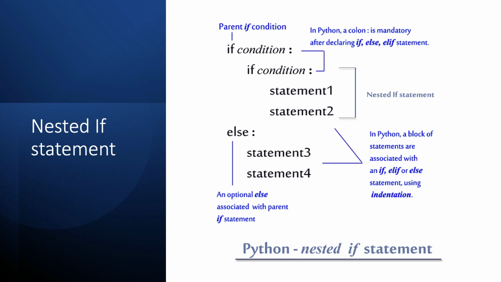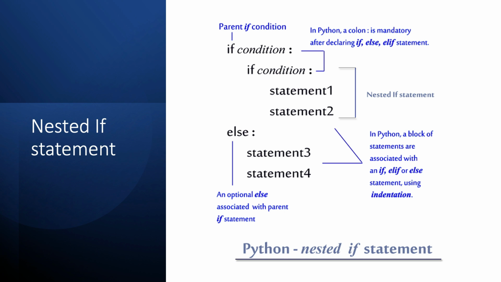We start with a parent if condition. This is our initial condition that we check using the if keyword. And as you know by now, in Python, after declaring an if statement, we must follow it with a colon. Now the colon indicates that the next indented block of code belongs to this if statement.